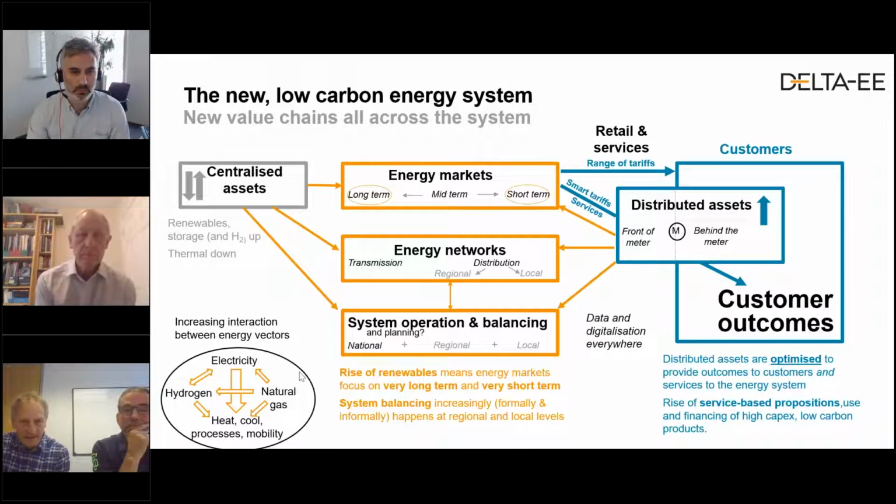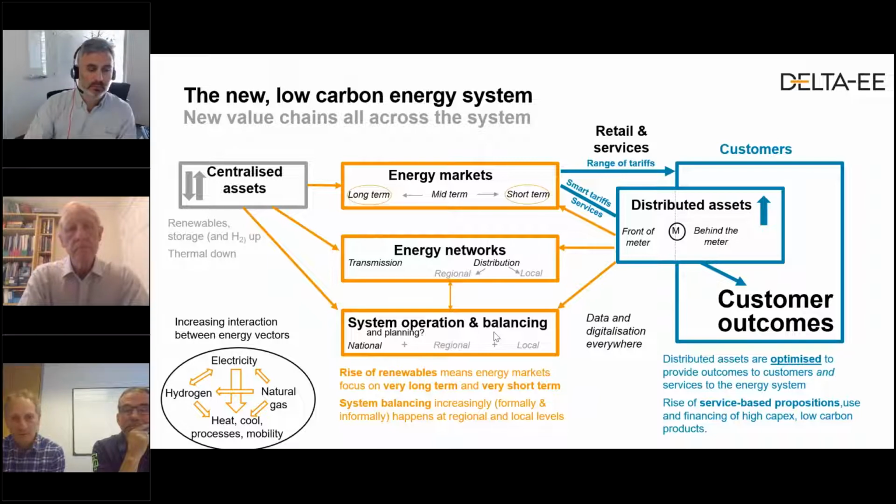And then finally, the system operation traditionally has taken place at the national level. That will of course carry on, but more and more these distributed assets need to be optimized at a local level as well, either formally or informally. And lastly, energy vectors on the left here, you can see this isn't just about electricity, it's about interplays between all of these different energy vectors. Electrification being the dominant theme, but lots of other flows between these energy vectors.